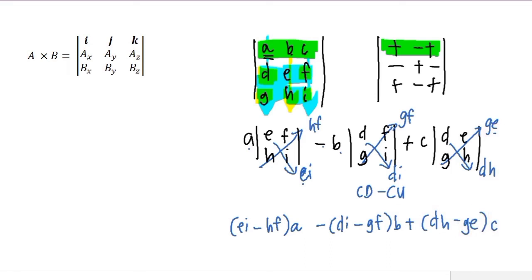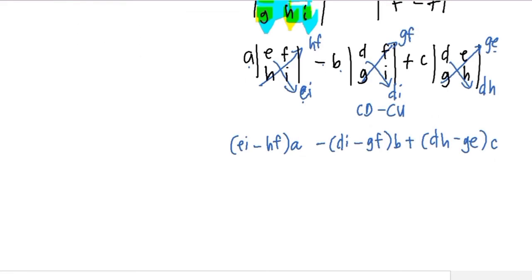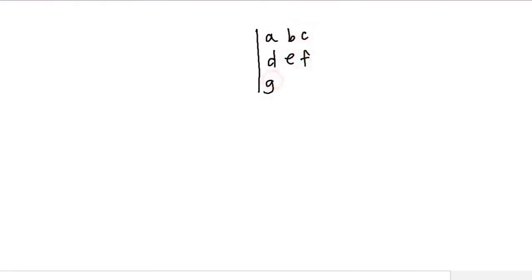Marami tayong pwedeng gawin with expansion of minors kasi kahit saan dito ay pwede nating gamitin. No? Halimbawa, to further discuss this, let's try another one. Hindi first row ang gagamitin ko. So, A, B, C, D, E, F, G, H, I. Ayan. So, let's say, ang gagamitin ko dito is the second column, no? Para maiba. Second column yung gagamitin natin.